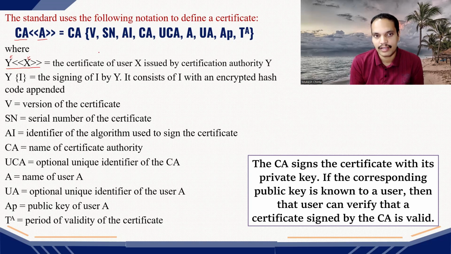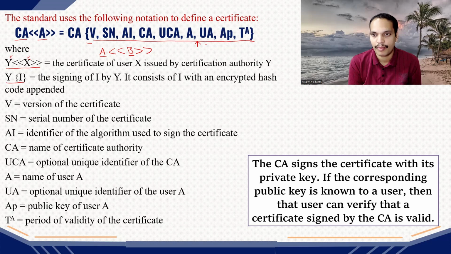So if I write a notation like this, you have to understand that this is the subject entity inside these braces, and this is the certificate authority. The certificate of B issued by A. And you can see that if I write it like this, it is the signing of I by Y. Now you can see this. That means that for all these values, I'm going to take a hash and then perform a sign on it.